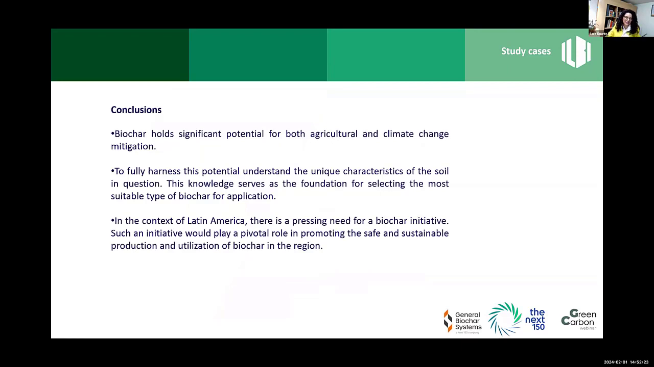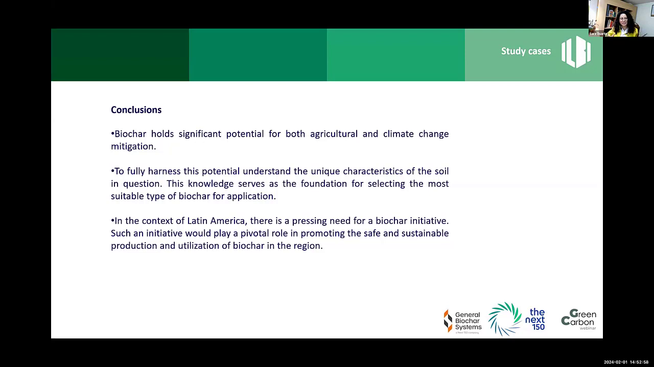We have here some conclusions. As you could see, biochar plays a significant role, not only in agriculture, but also in climate change mitigation. But we need to fully harness its potential and understand the unique characteristics of the soil if you want to have higher results and attain your goals. This knowledge is essential for selecting the most suitable biochar for application.